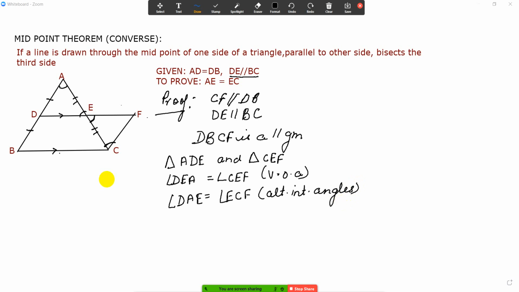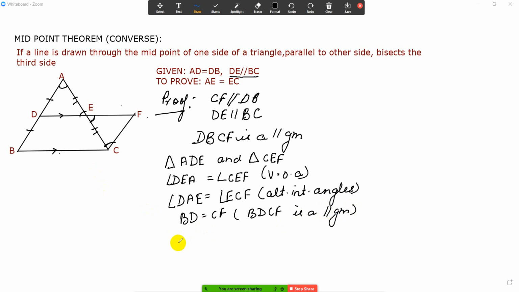Now we are going to prove these two triangles as congruent triangles. We have got two angles. We need one more side. Now if you see carefully, if we consider it as a parallelogram DBCF, that means BD is equal to CF. These are the opposite sides of a parallelogram. Okay, so we know that it is a parallelogram, so BD is equal to CF.